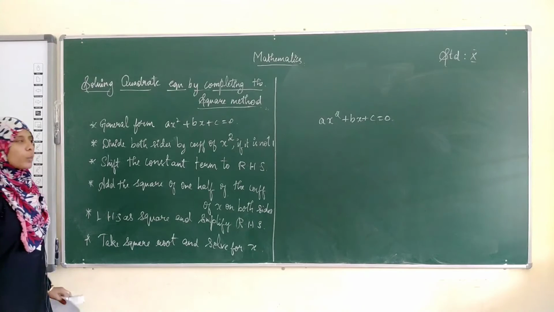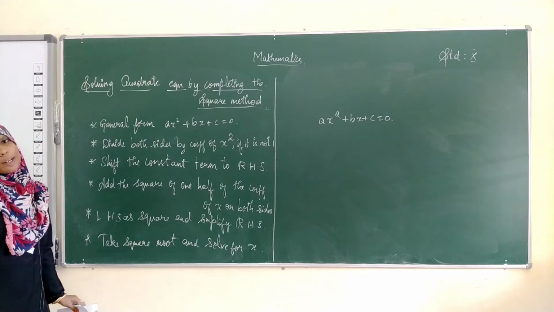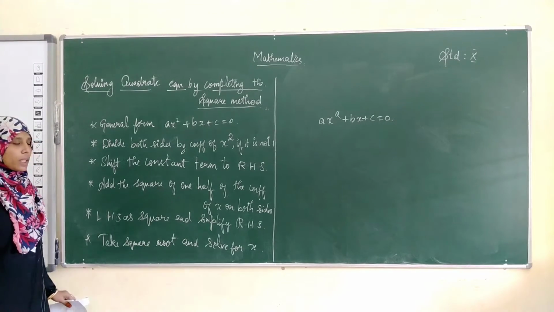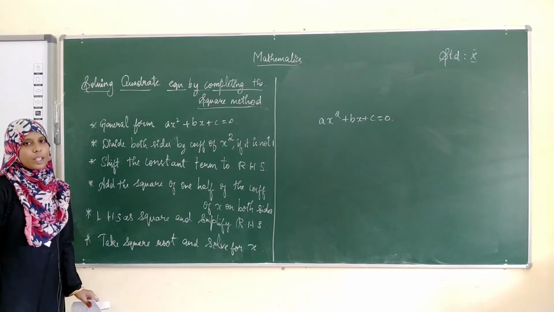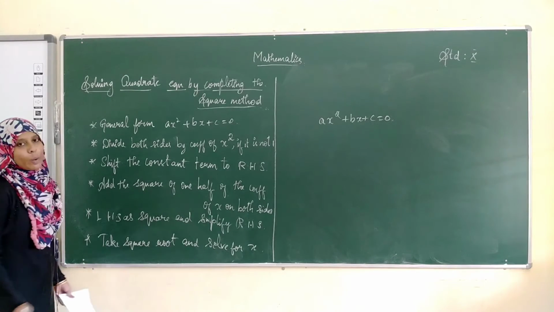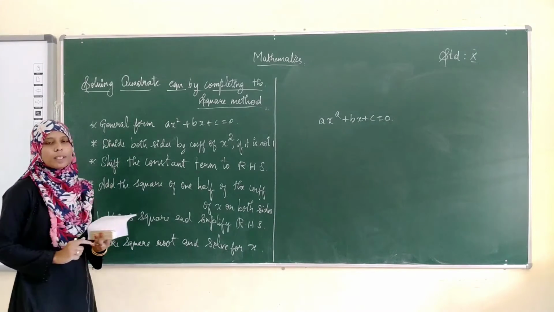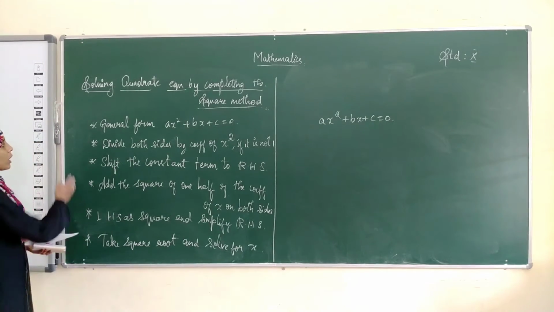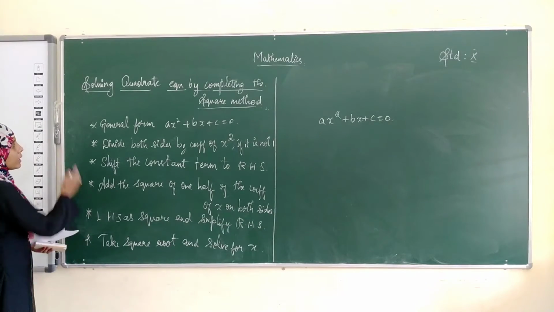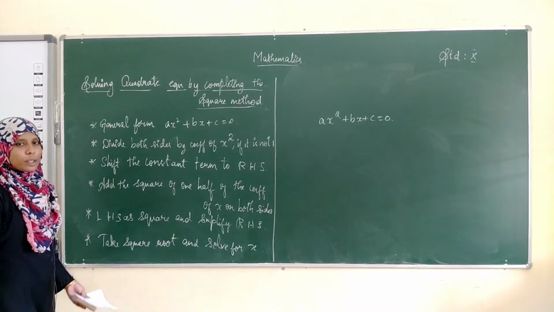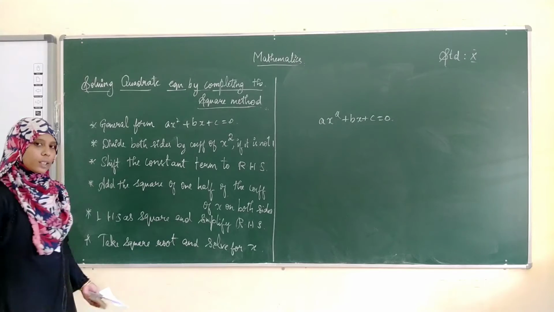So, in last class, what we saw was solving quadratic equations using the factorization method. In today's class, we are going to see how to solve the quadratic equation by using the other two methods. The other two methods are the completing the square method and the formula method. So, now we are going to see the steps to solve the quadratic equation by the completing the square method.